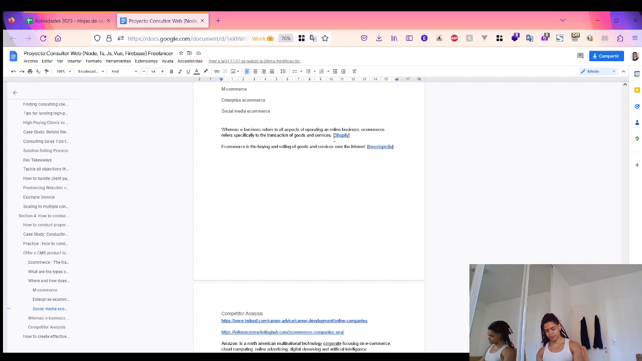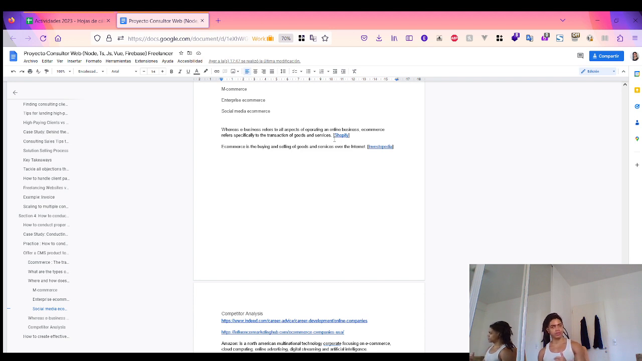So this is the most common business model, this common way of how consumers and businesses make transactions or trade electronically, okay?